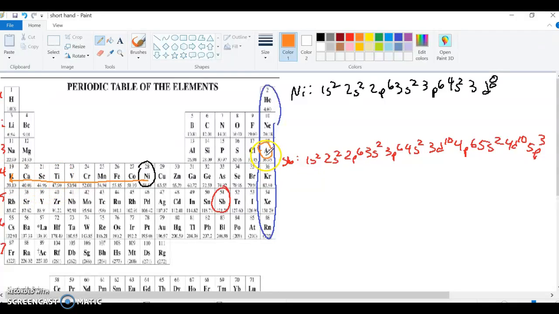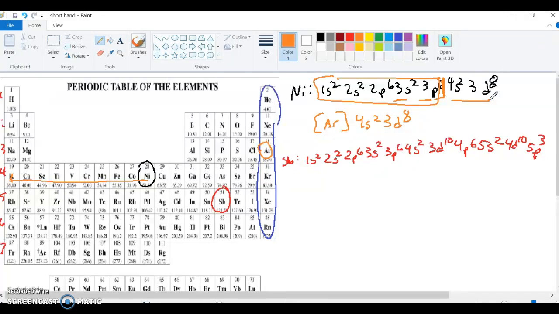It doesn't have to be the nearest noble gas, but it has to be backwards below nickel, which is number 28. So argon. Argon I can see is 3s2, 3p6. That's where it ends. So argon is all of this. To do a shorthand electron configuration for nickel, I would write argon in those brackets, 4s2, 3d8, the last part.